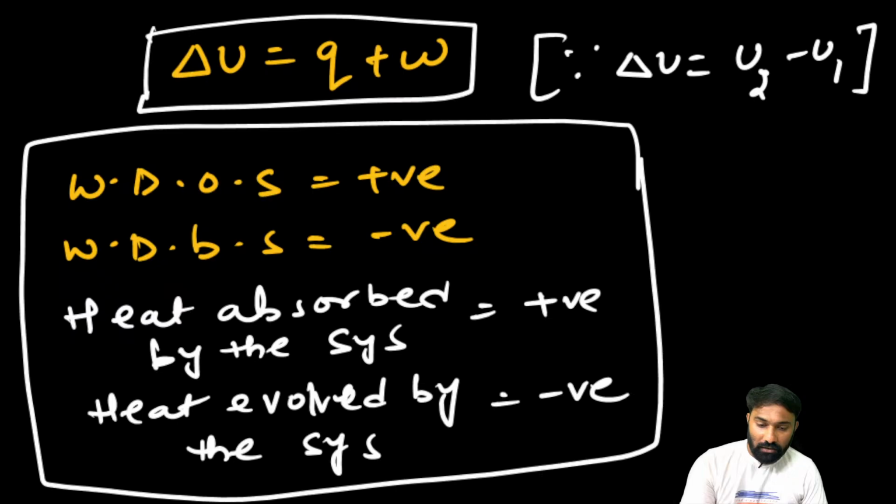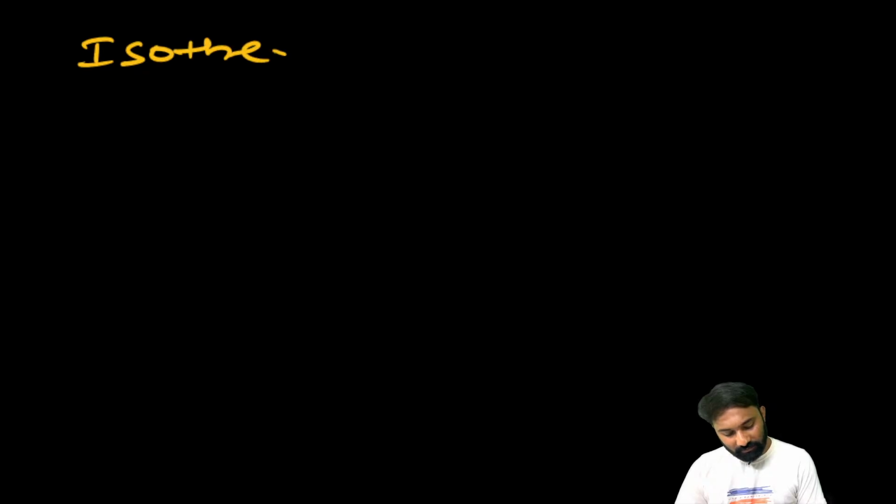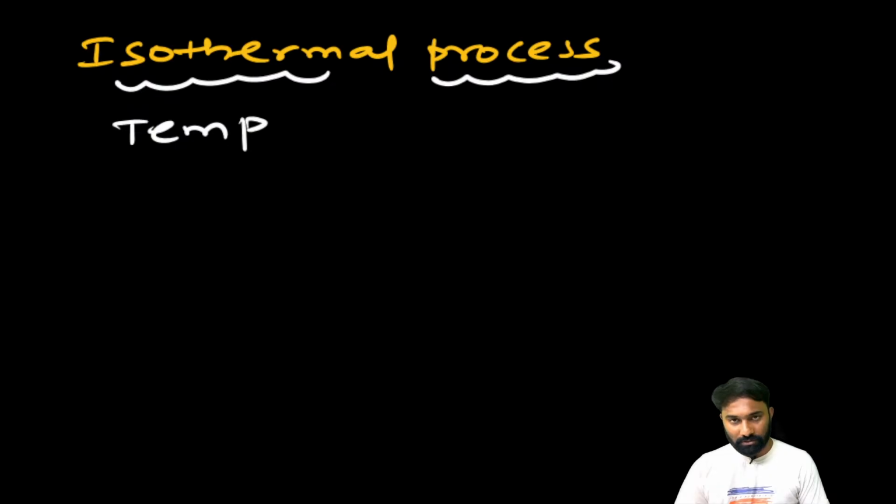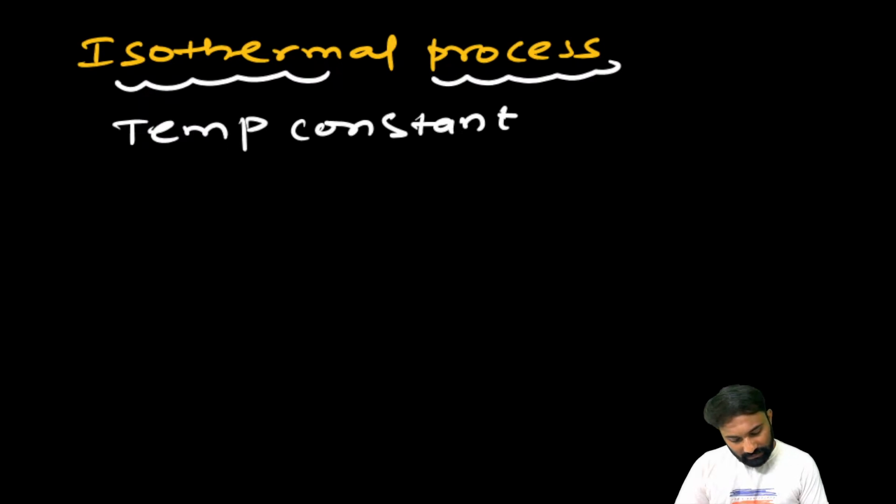Now we are applying this first law of thermodynamics in the thermodynamic processes. What are the thermodynamic processes we have? First one is the isothermal process, right? For the isothermal process, if I apply the first law of thermodynamics, which is constant? Temperature is constant. For the isothermal process, temperature is constant, right? If the temperature is constant, now we know about internal energy.